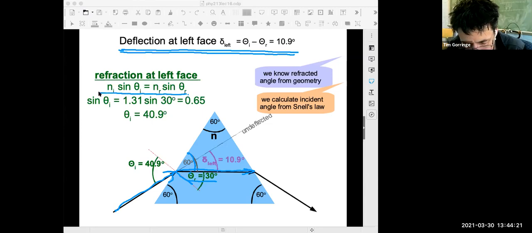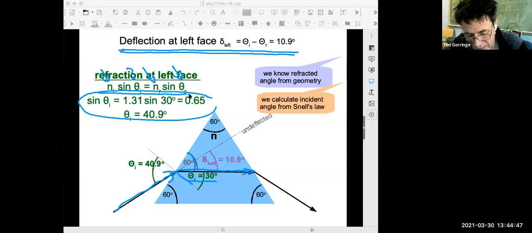I've written it down up here. The law of refraction relates the incident and refracted angles to the two refractive indices. We know the refractive index of air. We know the refractive index of ice. We know the angle of refraction, 30 degrees. The only thing we don't know is the incident angle. And so we can turn this equation around to solve for the incident angle. That's what I did here. And I find it's 40 degrees.